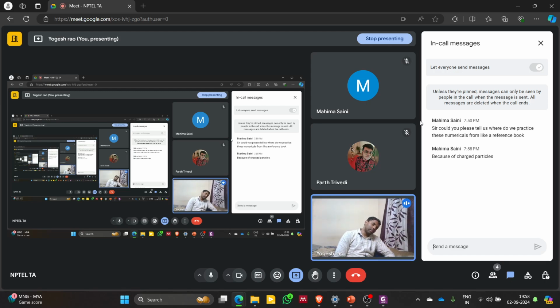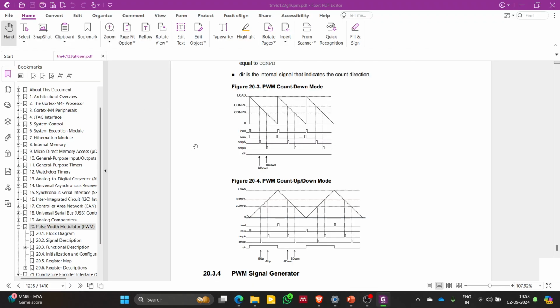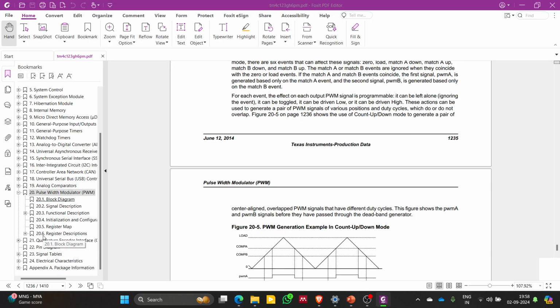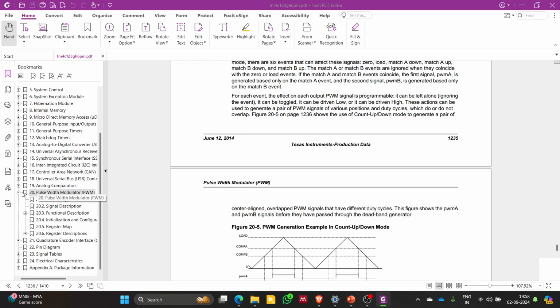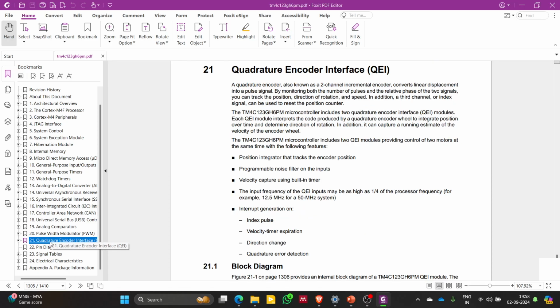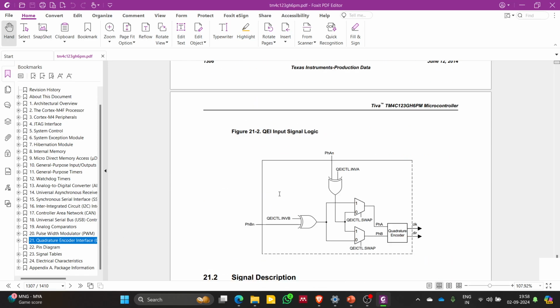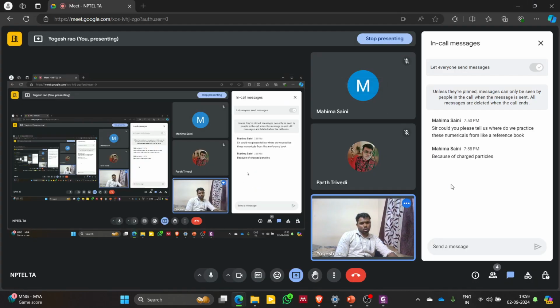What I would recommend is that you go through the data sheets. The data sheets I am referring to here are mostly for PWM and QEI. You don't need to go through each and every one. If possible, go through the interrupt one also, but pulse width and quadrature will be enough. There are some numericals given inside it. Okay, so please go through it. And Mahima, regarding the charge particle.